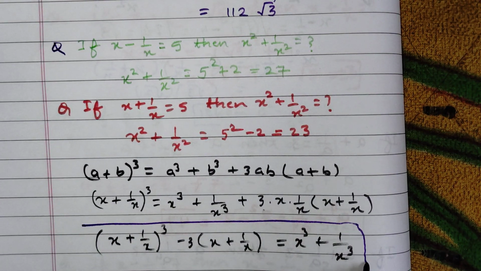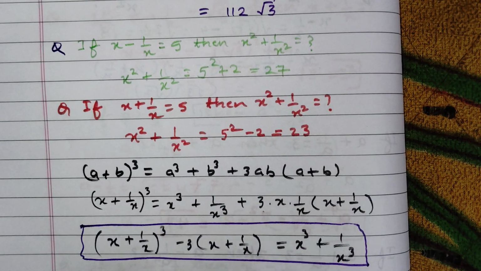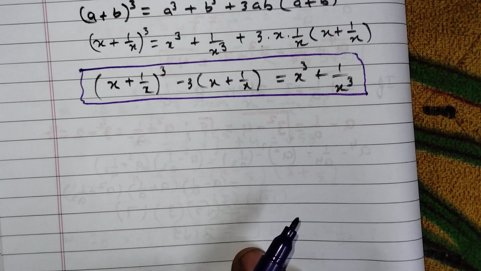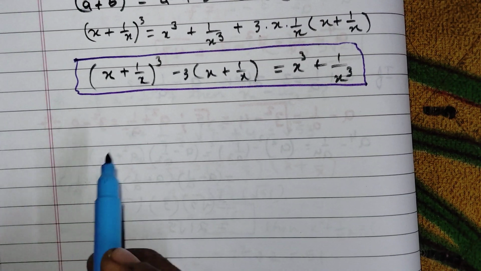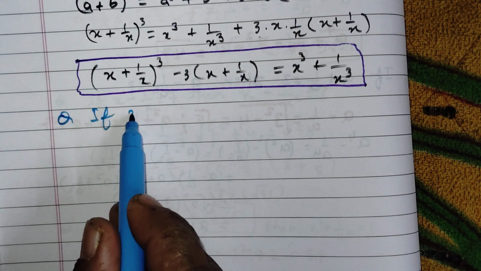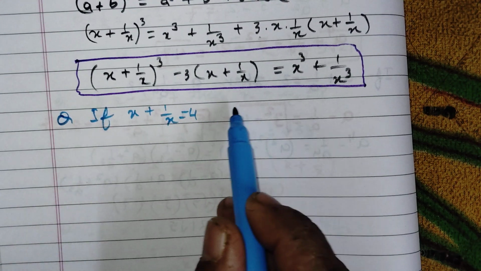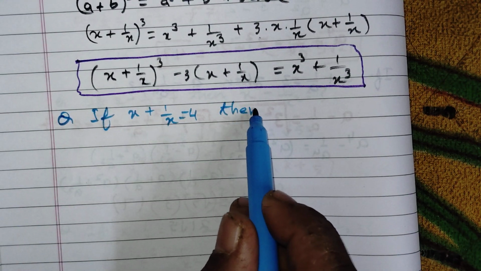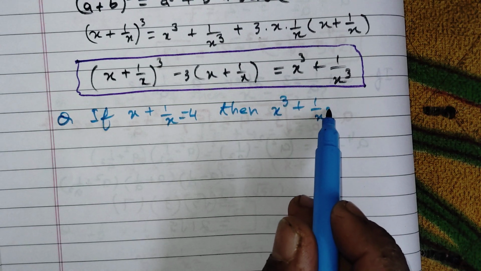So we write this here as a formula. Question is, if x plus 1 upon x equal to 4, then we have to find out x cube plus 1 upon x cube.